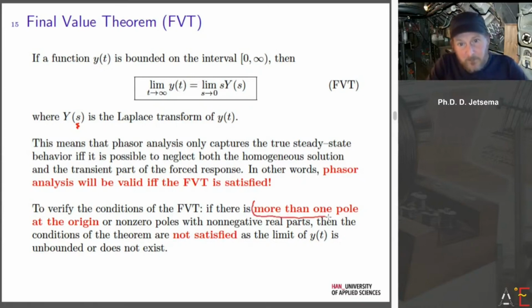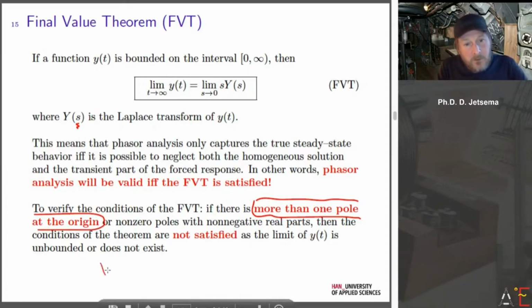This part, there can be no more than one pole at the origin. Well, if you look at an inductor in the Laplace domain, then you have this situation, right? V_L(s) equals sL times I(s). So voltage in the Laplace domain, current in the Laplace domain, and this is just Ohm's law essentially, in the Laplace domain.